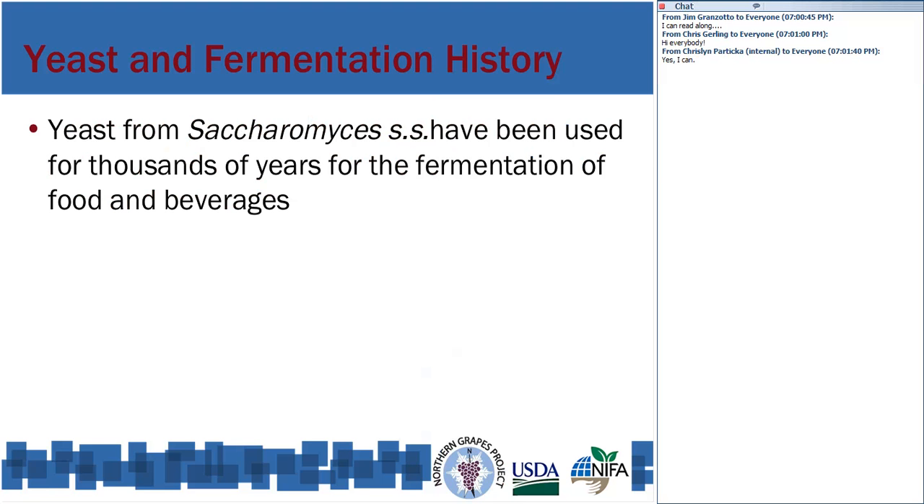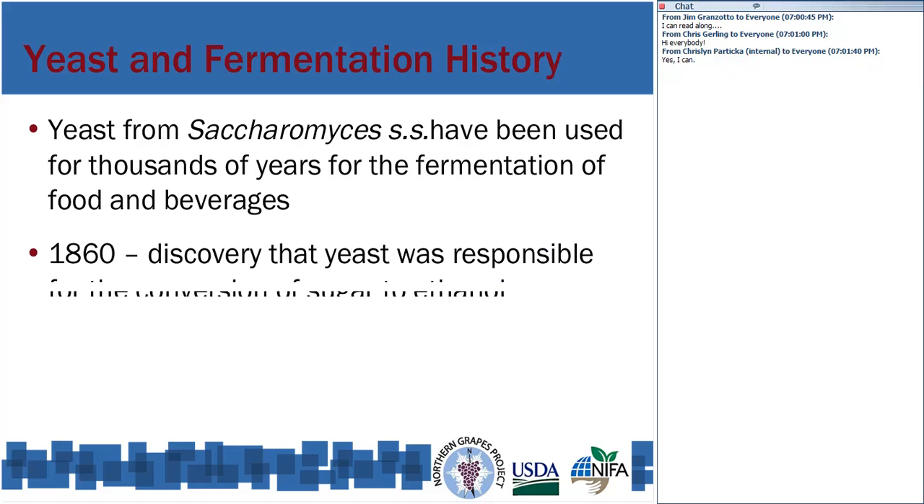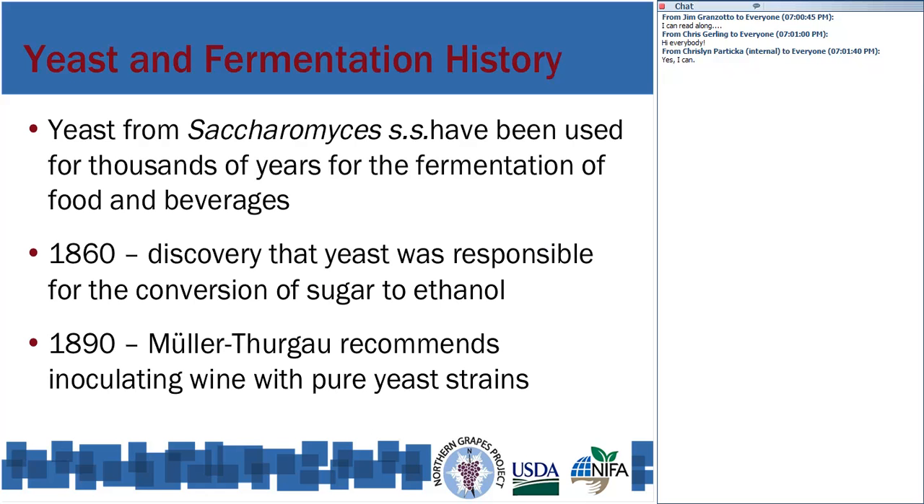So, as always, before we talk about the present, it's important to understand a little bit of the history of yeast. We know that yeast from the Saccharomyces species have been used for thousands of years for fermentation of food and beverage, and this is just from genetic evidence along with some physical evidence that exists about yeast. However, we don't really know when people started purposefully adding yeast to their fermentations, whether it be wine or beer or bread, because it wasn't really until 1860 that yeast was discovered as being the organism responsible for changing sugar into ethanol and responsible for fermentation.